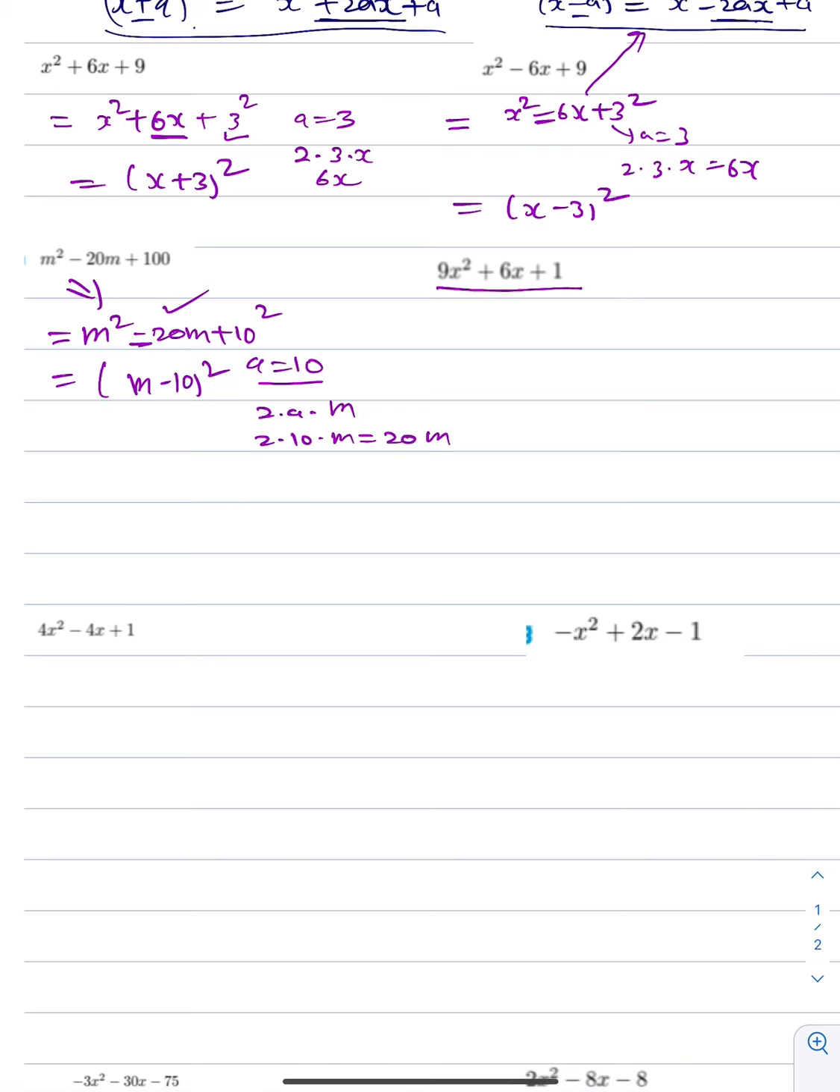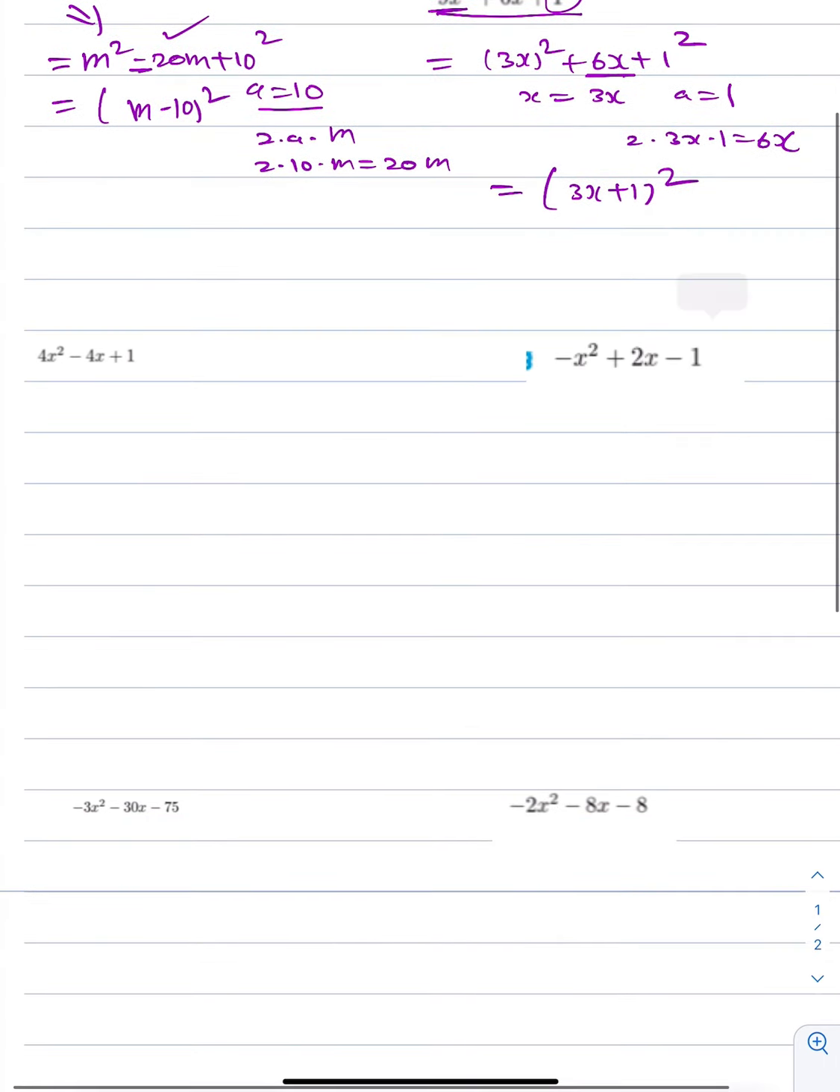In this one, not only do we have to express 1 as a perfect square, we also have to express 9x squared as (3x) whole squared, then plus 6x plus 1 squared. So in this case, our x is 3x and a is 1. And again, checking the middle term, 2 times 3x times 1 gives us 6x, which means according to the formula, this is going to be (3x plus 1) whole squared.